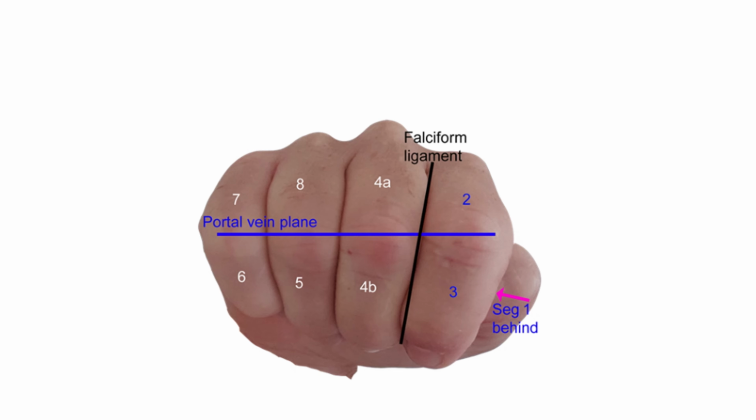Just remember that you have segment 1, which is your thumb, then you have 2, 3, 4A, 4B, and then going clockwise, starting at the bottom knuckle of your ring finger, you have 5, 6, 7, 8. And there you go, you've memorized all 8 segments of the liver.